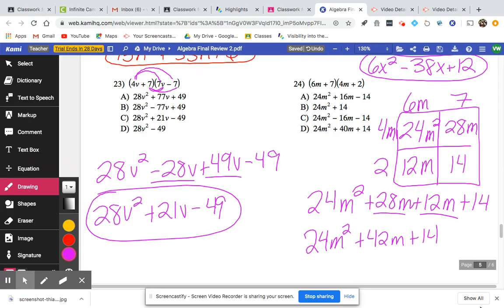Nope, that's not 42. Excuse me. I goofed. That should be a 40. That's a 40. And it's not letting me go back to drawing. Why not? There we go. That's a 40, not 42. So letter D should be your answer. I goofed.